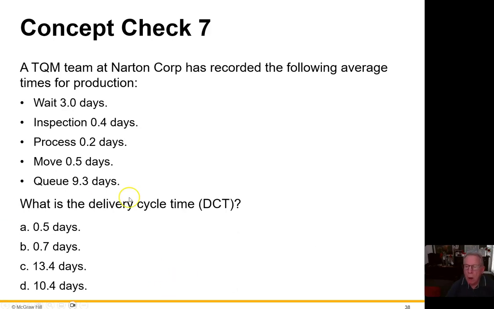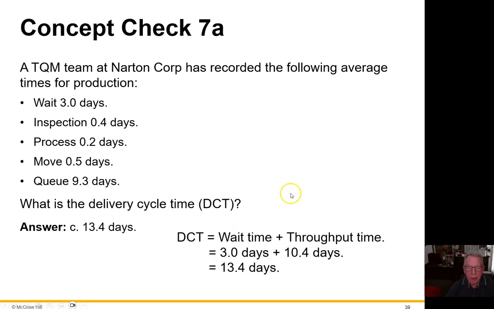Now, what is the delivery cycle time? The delivery cycle time in this scenario is going to be the wait time plus the throughput time. So the 3 days of wait time then, plus the 10.4 days that we just calculated, totals 13.4 days. That's the delivery cycle time.